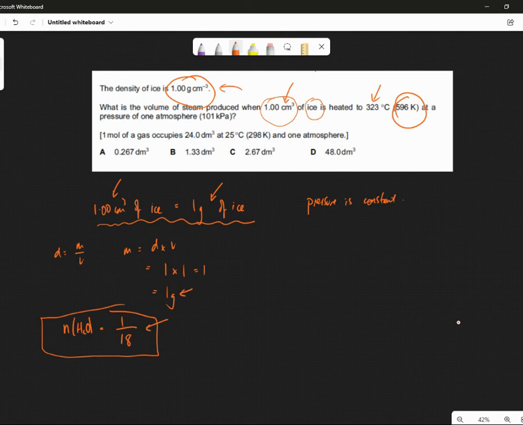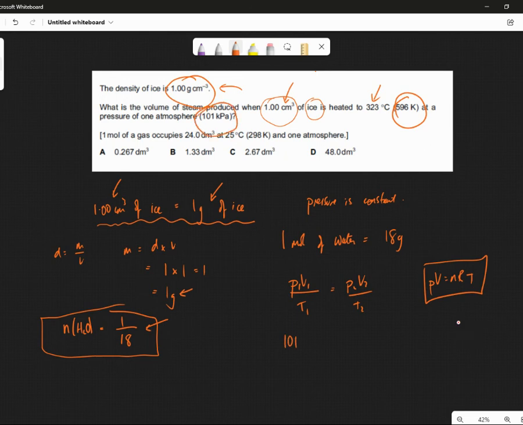But let's pretend I have 1 mole of water. How many grams is 1 mole of water? It's 18 grams. And I'm going to use one of the gas equations, P1V1 over T1 is equal to P2V2 over T2. I could use PV equals nRT, but I'm deciding to use a simpler version. So 1 mole at 101, which is atmospheric pressure, the volume is 24 decimeters cubed.